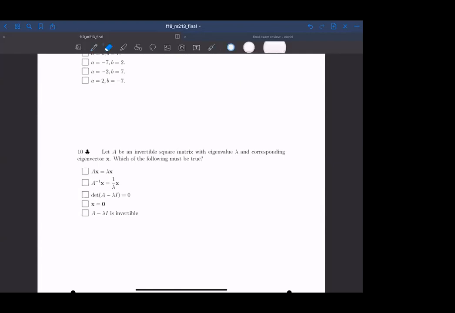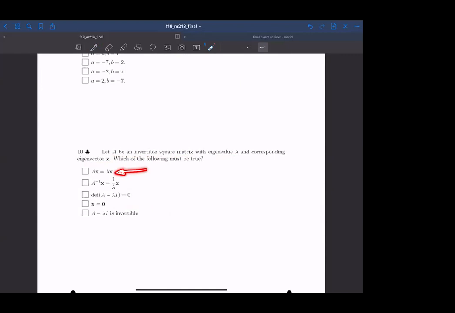So let A be an invertible square matrix, okay? And suppose that it has eigenvalue lambda with corresponding eigenvector x. Which of the following must be true, okay? So let's go through this list here and let's try and pick out which of the following things have to be true, okay? So is the first one true?